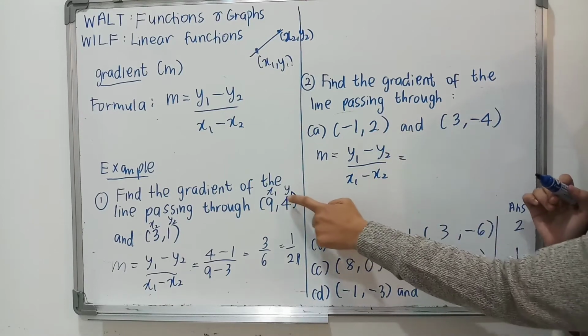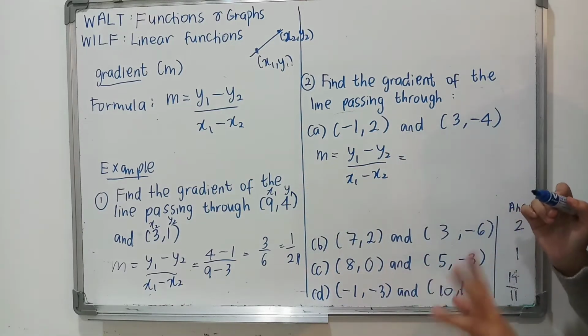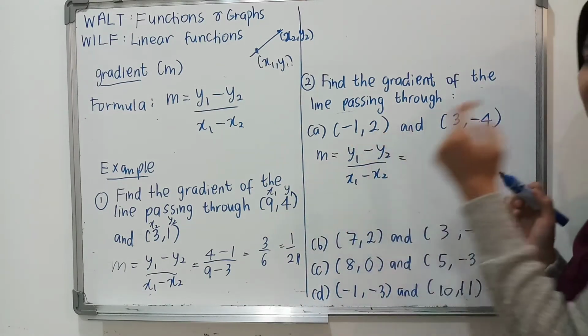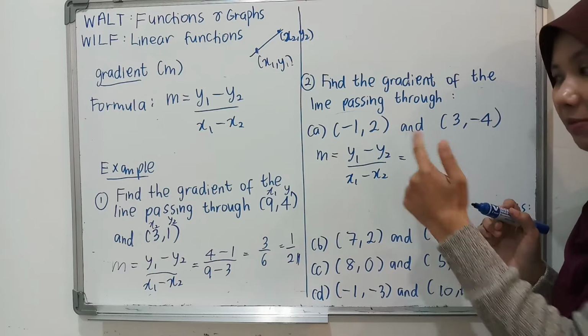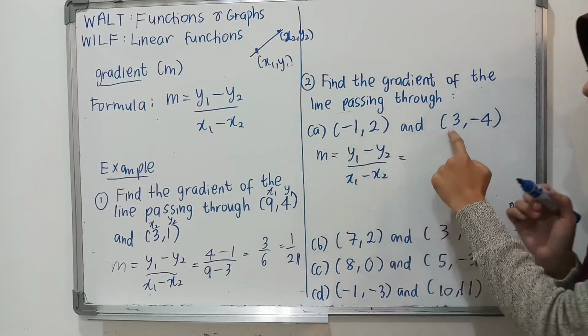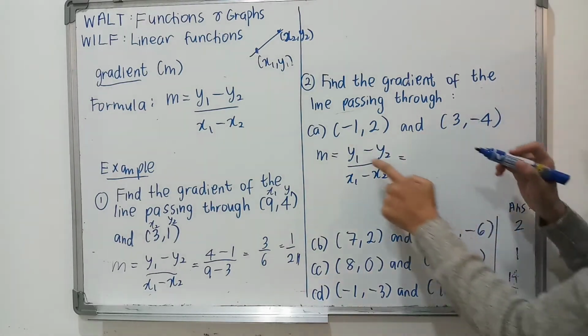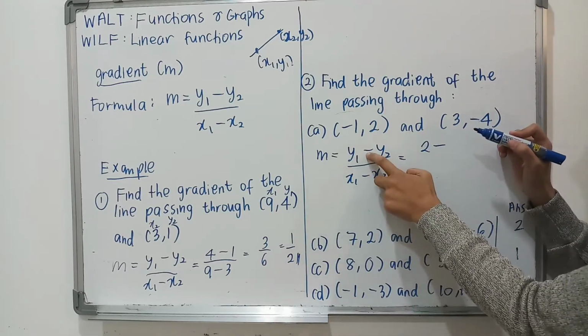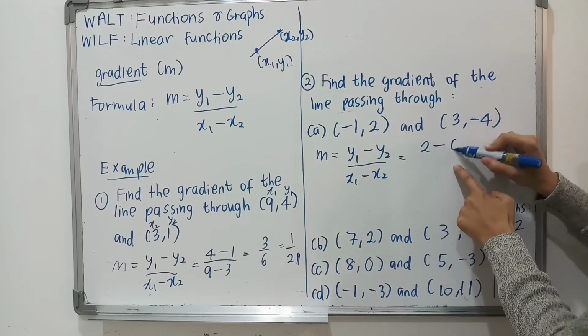Okay, you can label or you don't have to. I don't want to label now because just now I labeled already. So this one I don't want to label. I just make sure I remember inside my mind. This is x1, y1, x2, y2. So y1 minus y2 means 2 minus 2 minus. Now it's negative 4.